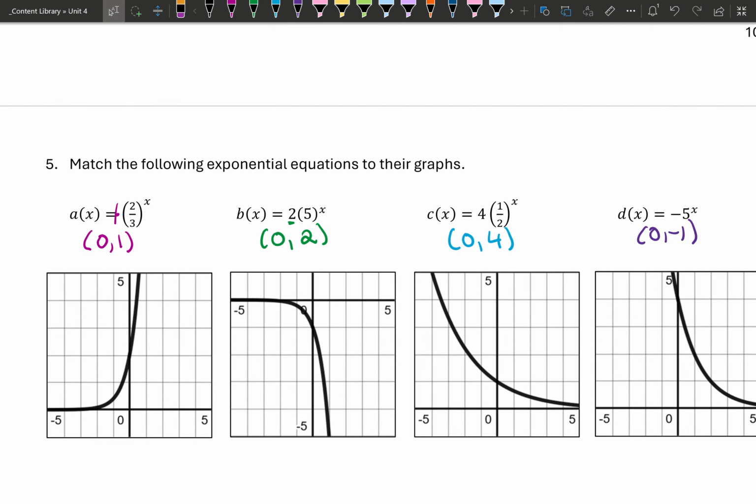Let's match things up. For letter A, the y-intercept is right here, 0, 1. For letter B, 0, 2 is right there.